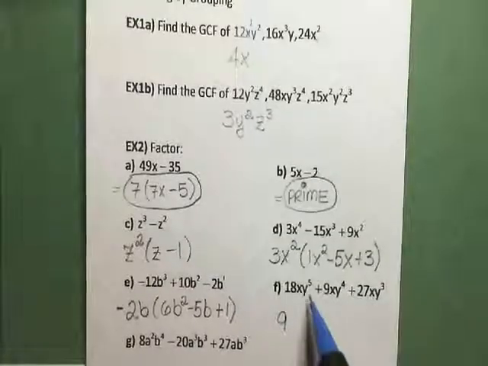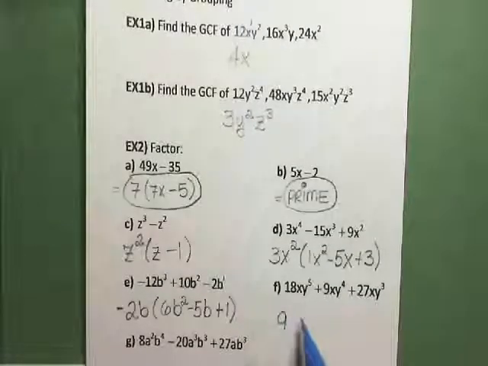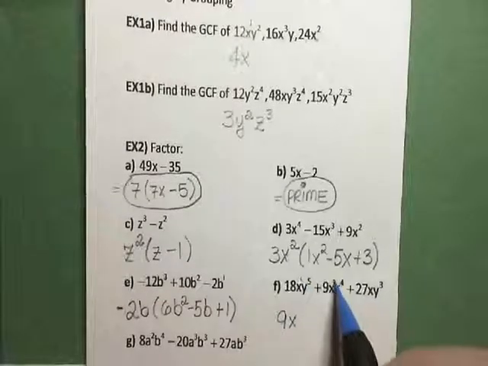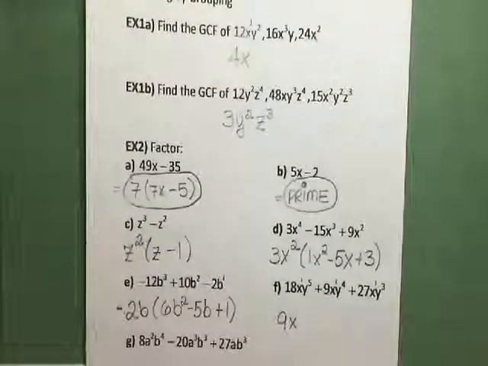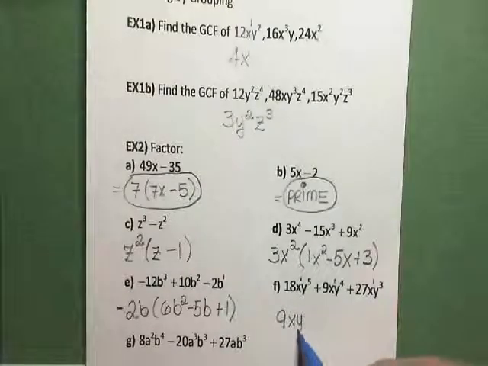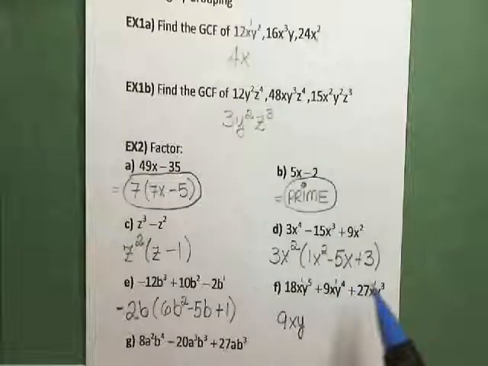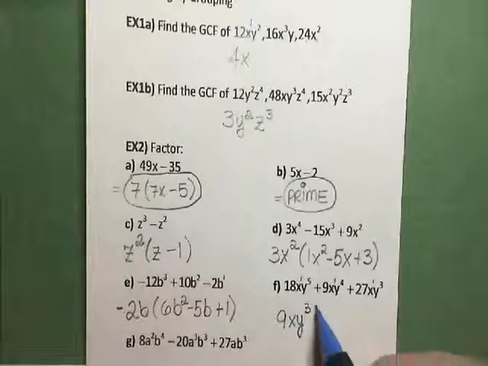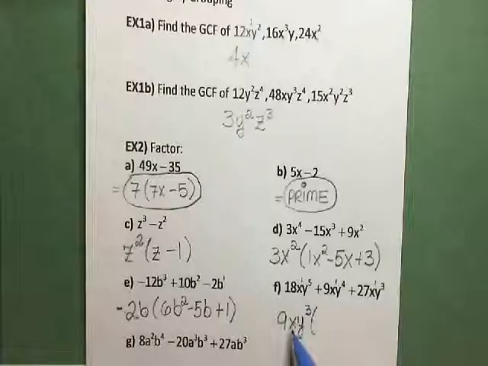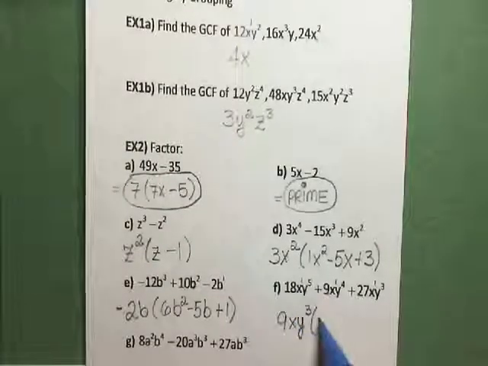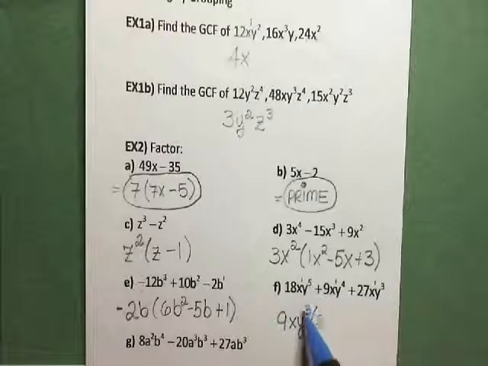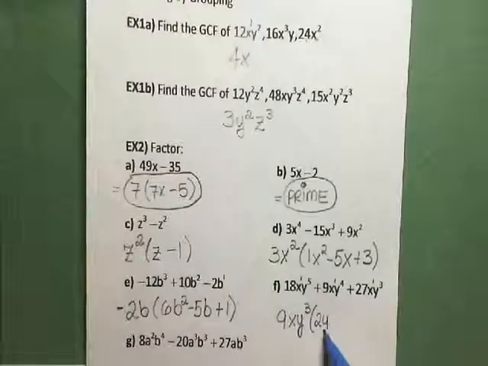Can I factor out an x from all three terms? Yes, I can. If I look at it, the smallest exponent is 1. In fact, all of them have exponent 1. How about the y? Can I factor out a y? Yes, I can. The smallest exponent would be a 3. Now that I decided what I'm going to factor, go ahead and open the parentheses and start the division. 18 divided by 9 is 2. The x would cancel. Y to the 5th divided by y to the 3rd is y squared.